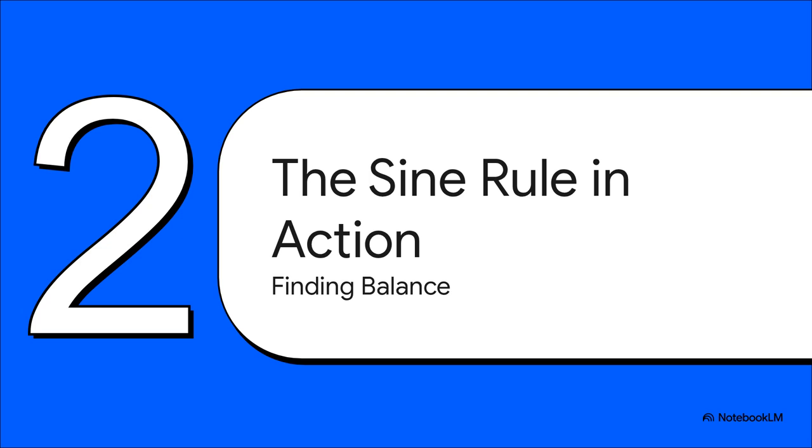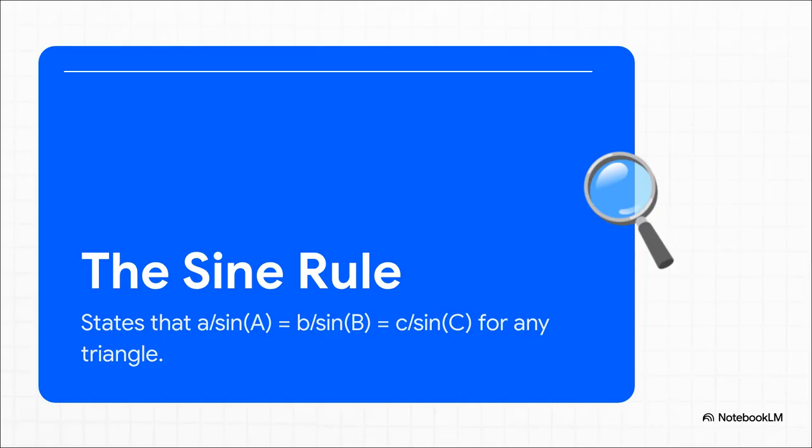All right, let's put our first tool to the test. The sine rule is all built around this really simple but incredibly powerful idea of balance. There's this consistent relationship that exists between the sides and angles of literally every single triangle out there. And the rule itself? It's actually pretty elegant. It just says that the ratio of a side's length to the sine of its opposite angle is the exact same for all three sides. So side A divided by the sine of angle A is equal to side B divided by the sine of angle B, and you guessed it, that's also equal to side C over the sine of angle C. It's this perfect consistency that we can use to find whatever we're missing.